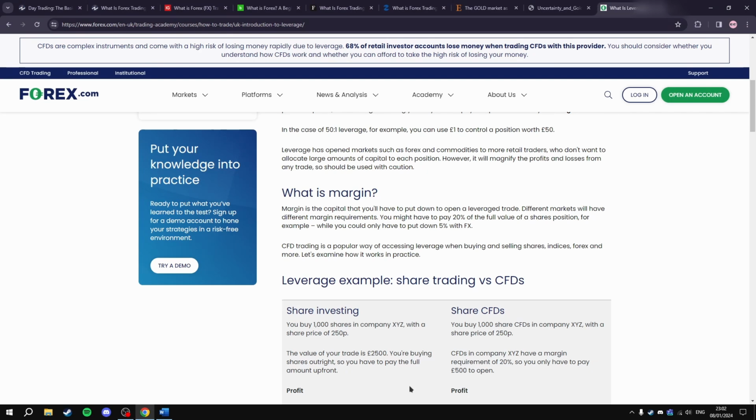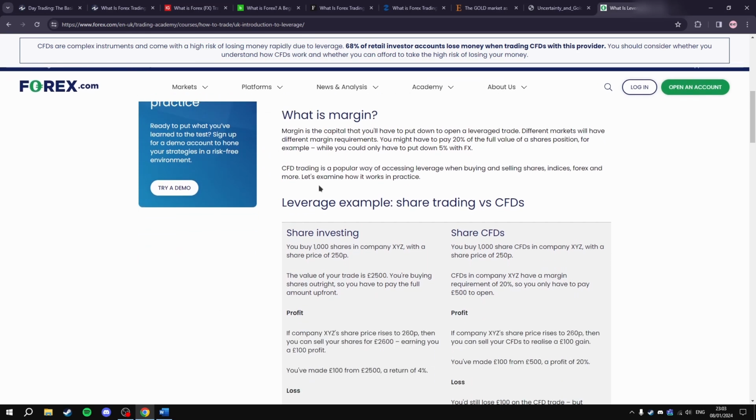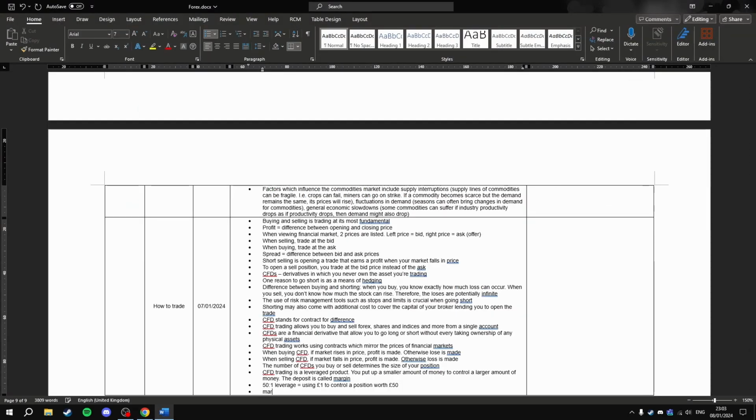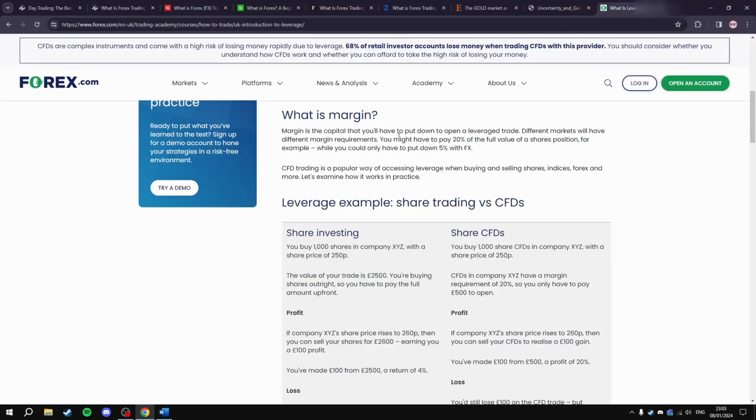Leverage has opened markets such as Forex and commodities to more retail traders who don't want to allocate large amounts of capital to each position. However, it will magnify the profits and losses from any trade, so it should be used with caution. What is margin? Margin is the capital that you will have to put down to open a leveraged trade. Different markets will have different margin requirements.